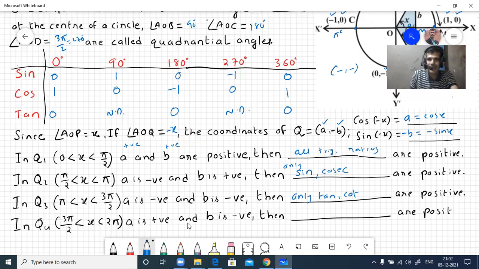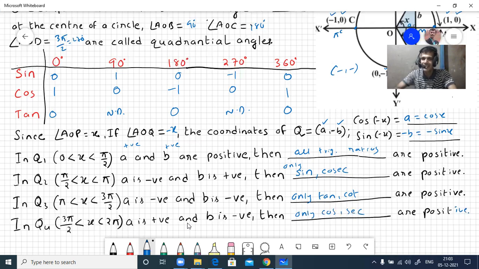Okay. Finally, we come to the last quadrant, Q4. The angle lies between 3 pi by 2 and 2 pi, that is 270 and 360 degrees. In the fourth quadrant, the x coordinate is positive and the y coordinate B is negative. So the abscissa is positive and the ordinate is negative. Abscissa is positive means cos, which describes the first coordinate, is positive. So only cos and its reciprocal secant are positive.